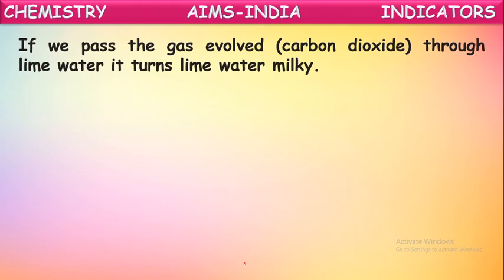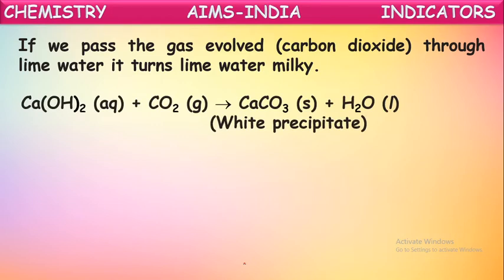If we pass the gas evolved through lime water, it turns lime water milky. We discussed this, the test for carbon dioxide gas evolved in these reactions. The equation for that reaction is shown here. Lime water is nothing but calcium hydroxide solution. When you pass carbon dioxide gas into that, it turns milky. That milkiness is because of the formation of calcium carbonate, which is an insoluble solid substance.